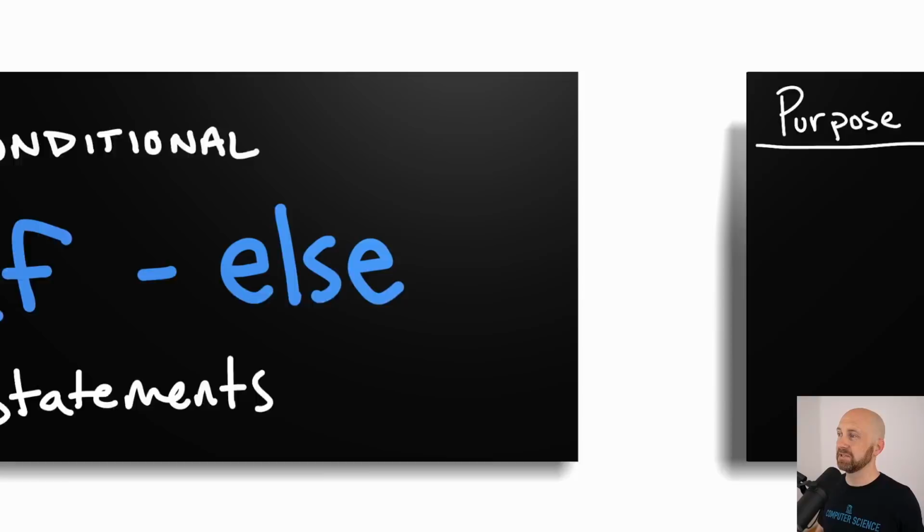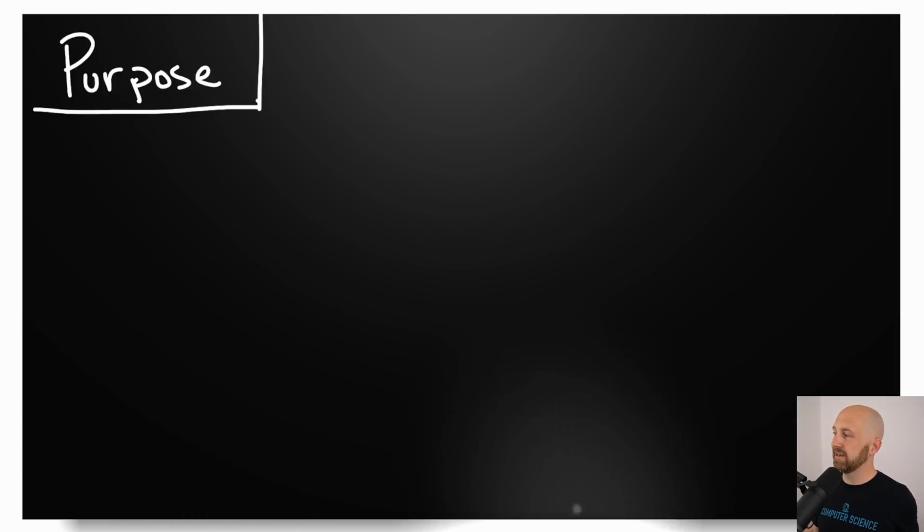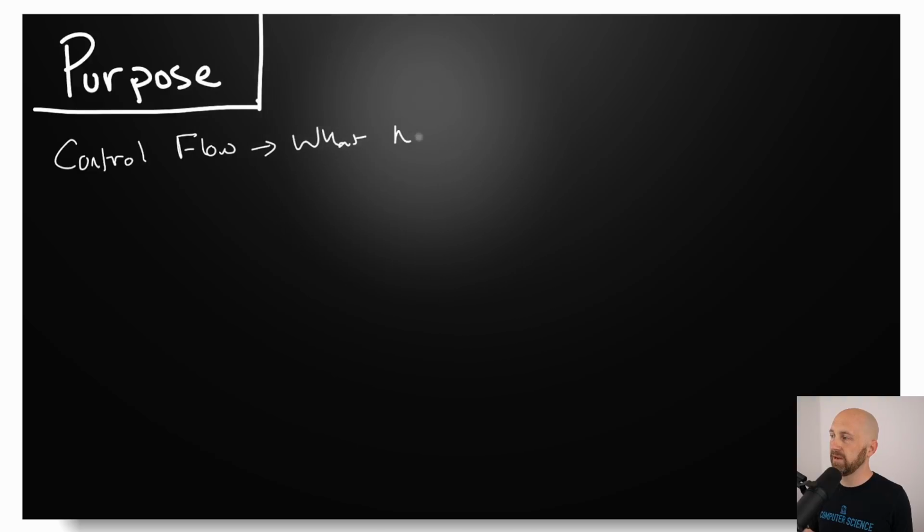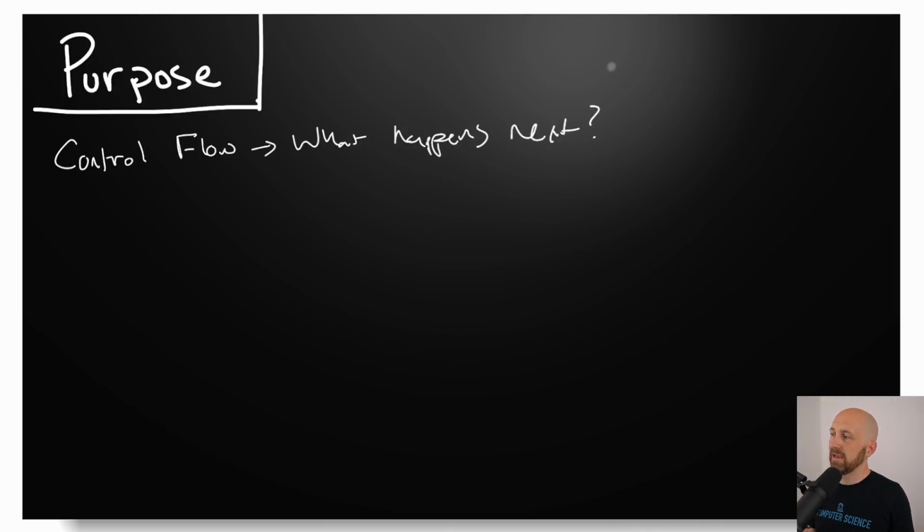So let's talk about the purpose of these if-else statements. When we think about our programs, we like to think about something called control flow. Control flow is the idea of how the computer decides what to do next. What comes next? What happens next? So far we've seen our code runs linearly. We have a statement on line 2 that's evaluated, and then another statement on line 3 that's evaluated, and then another on 4 and that's evaluated.